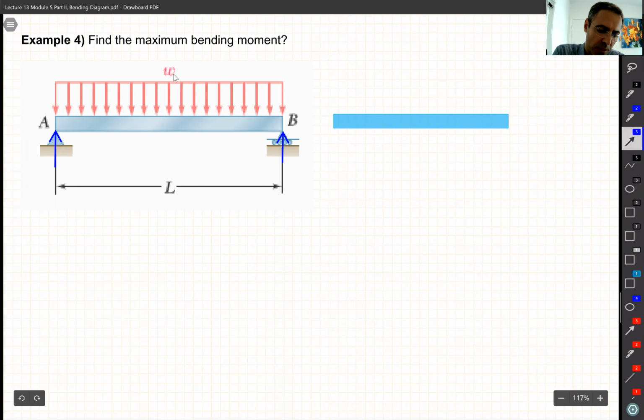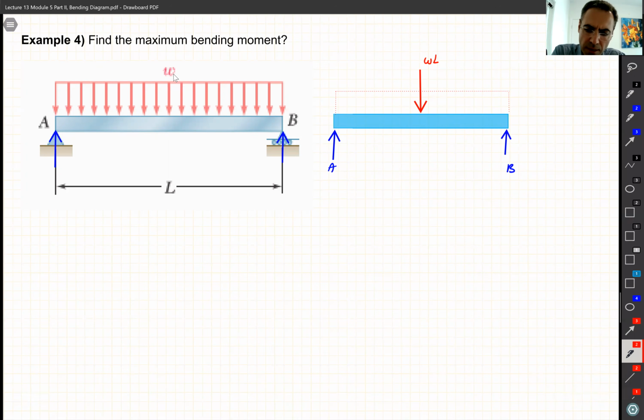All right. So this is A and this is B. So A, B. What about this distributed load? We know that we just need to get rid of it by replacing it with a nice concentrated load that we like, right? In the middle. And this guy is going to be W multiplied by the length, so WL. And we know it is in the middle. So like this distance has to be L divided by 2.